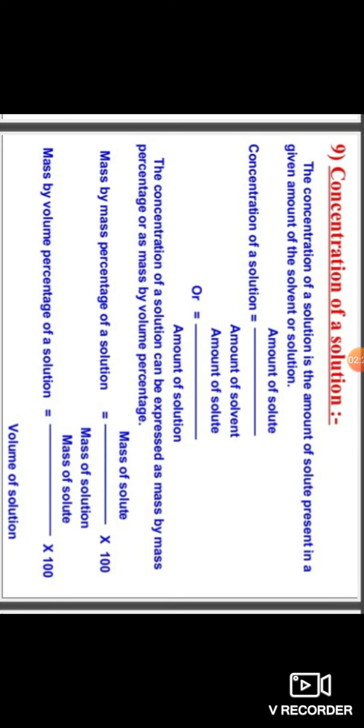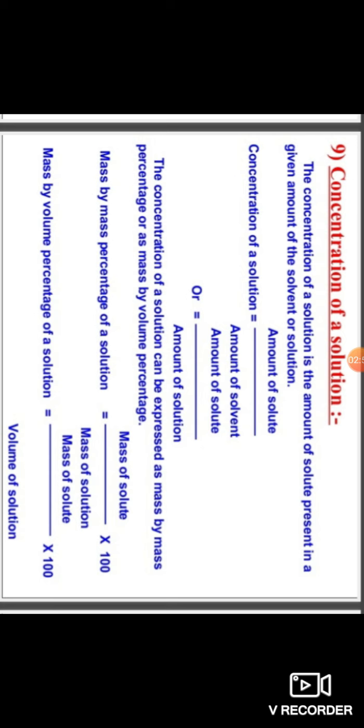You know from your previous class what solute and solvent mean. The component of the solution that is present in the larger amount is called the solvent. The component that dissolves in the solvent is called the solute. For example, in a sugar solution or salt solution, sugar is the solute and water is the solvent.